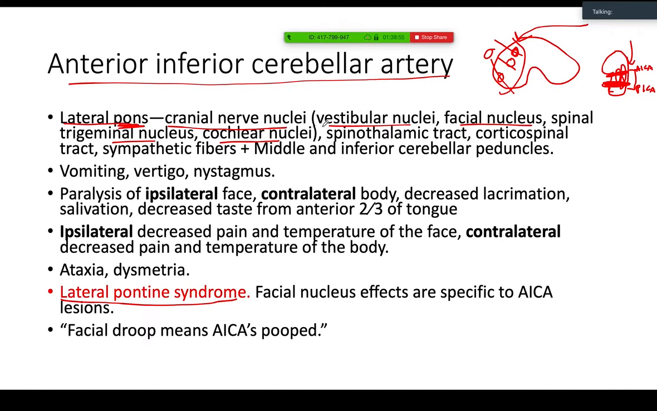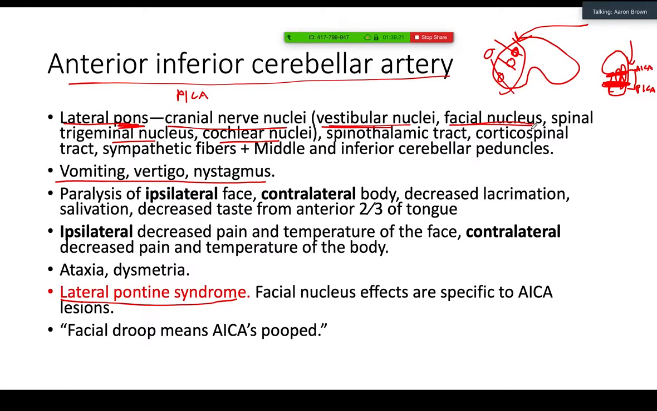So since we said vestibular nuclei, we're going to look for the same thing that we saw in our lateral medullary syndrome. We're going to look for that vomiting, vertigo, nystagmus. Okay, this is getting a little more confusing, right? Because it's the same thing in both. So we need to find something that's different between our AICA and our PICA. What is different? Facial nucleus, boom, there it is.